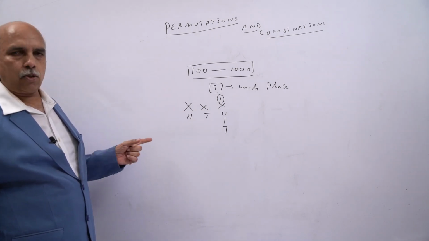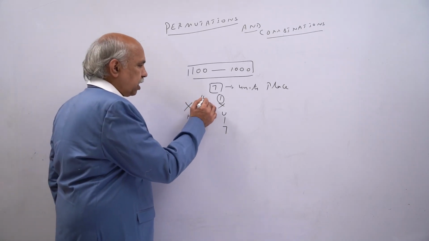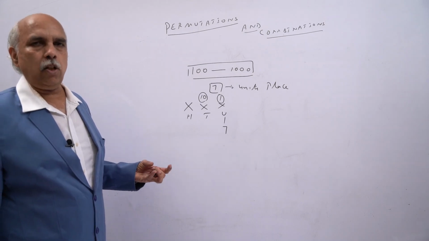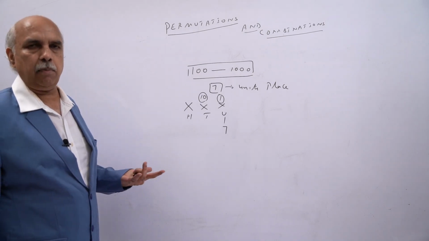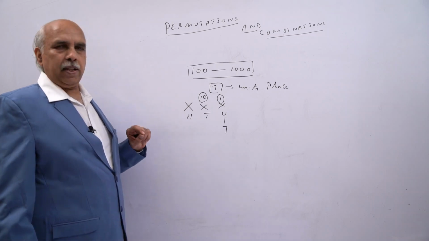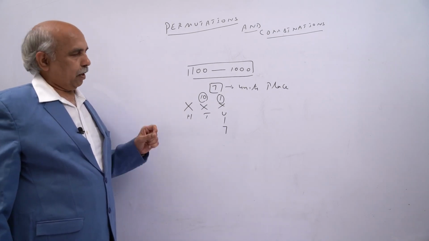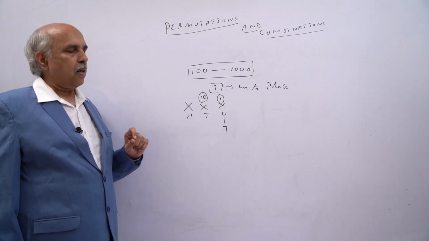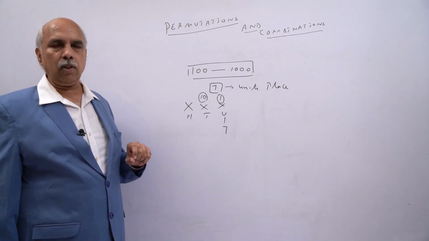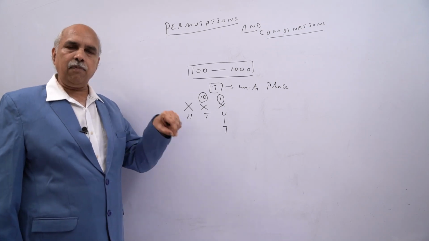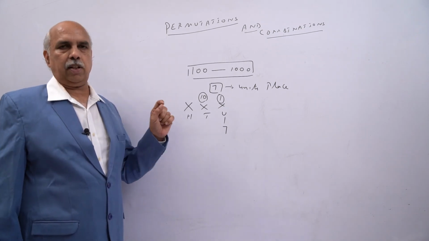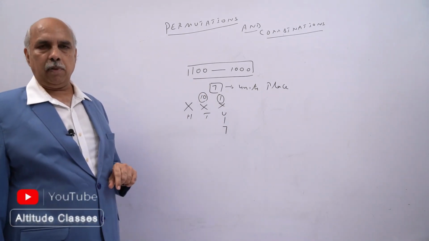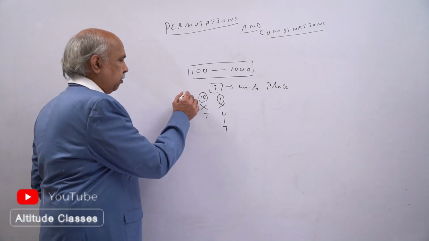So in the tens place, there is no restriction. I can put any of the digits from 0 to 9. Therefore, there are 10 different possibilities. What are the possibilities? 0, 1, 2, 3, 4, 5, 6, 7, 8, 9. Therefore, 10 possibilities. In the hundreds place, there is no restriction given in the question. But because the numbers are between 100 and 1000, they are all 3-digit numbers, I cannot have a 0 in the hundreds place. Therefore, that is a restriction which is self-imposed in the question, though it is not mentioned. So based on the question, we understand that there cannot be a 0 in the starting place. Therefore, I eliminate 0 and put any of the 9 numbers.